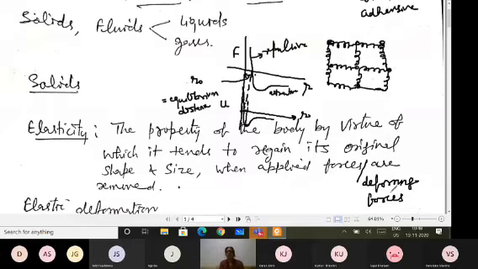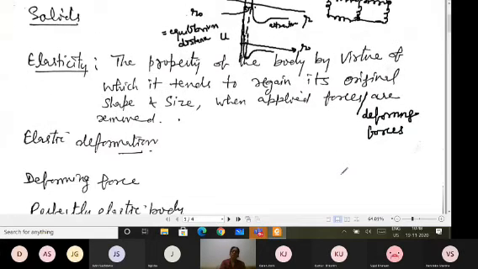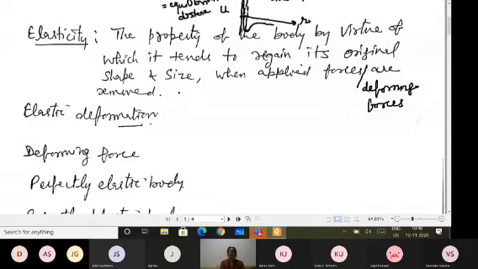Deforming forces, because we are applying the force simply to change the internal configuration of the substance. So we are bringing some elastic deformation in the body, and that is why this applied force is termed as the deforming force. And whatever change we are bringing in the body by applying the deforming forces is known as elastic deformation.